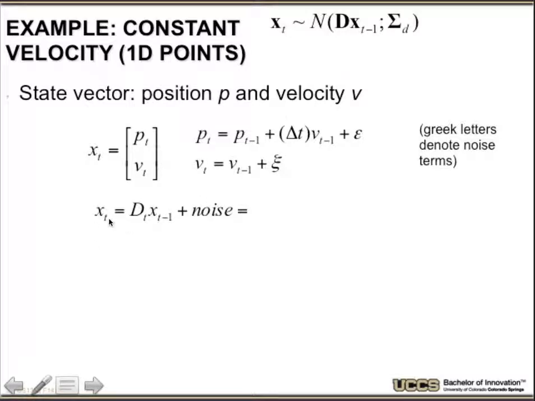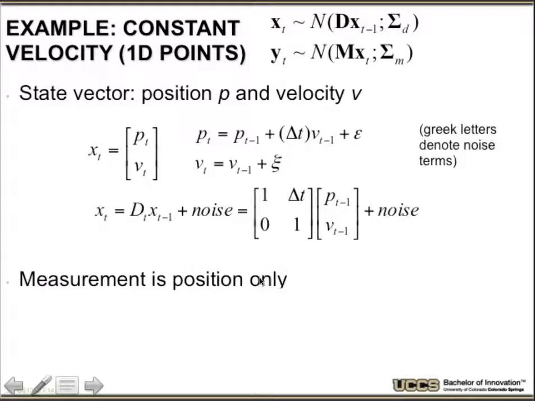So at this time, x_t is equal to D times x_{t-1} plus whatever the noise is. Well, we can write this transformation matrix D as [1, delta t; 0, 1]. If you look back up at these equations, you can just sort of read that off. 1 times p_{t-1}, delta t times v. Those are our two state variables. But v's equation doesn't have any p in it, just has v, so it's 0, 1, plus whatever our noise is.